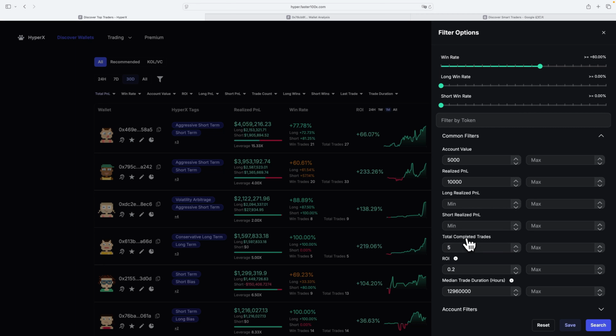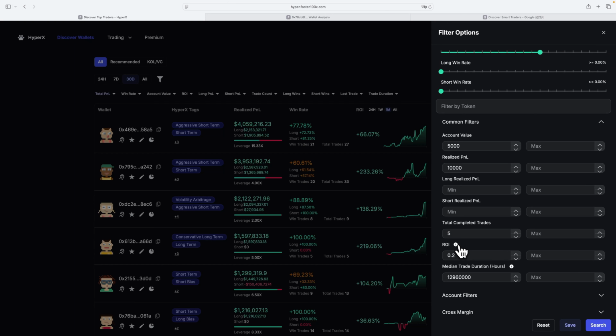The fourth filter is the number of completed orders, and here I set it to 5, also to ensure that it has some transaction history in the past so that I can better analyze this wallet. The fifth filter is the rate of return, and for now, I have meticulously set the filter at a 20% rate of return, which I believe is a reasonable and prudent threshold for initial screening.